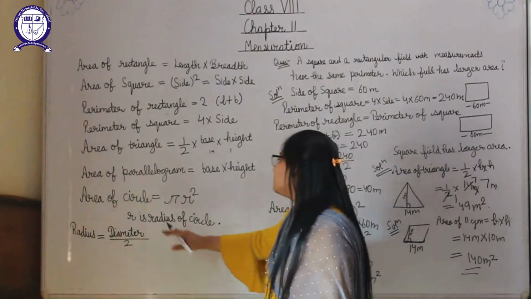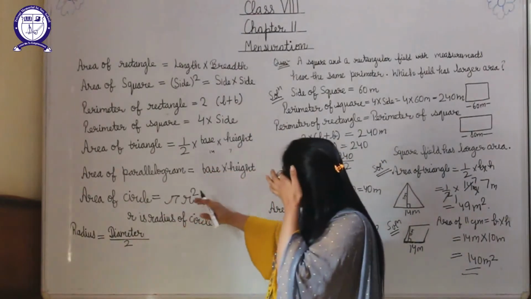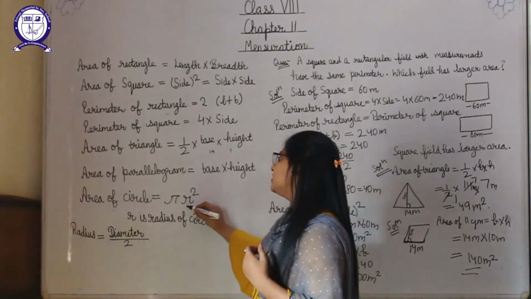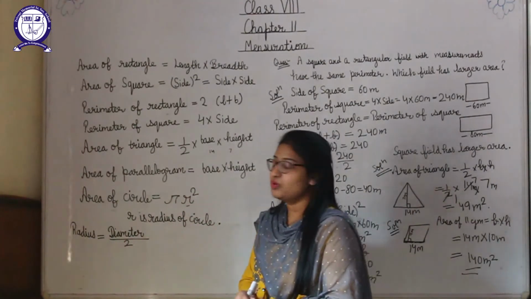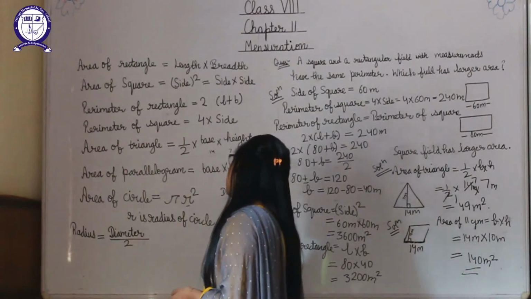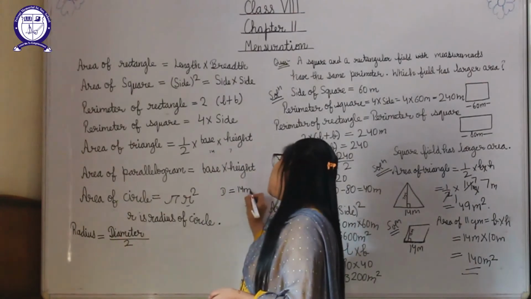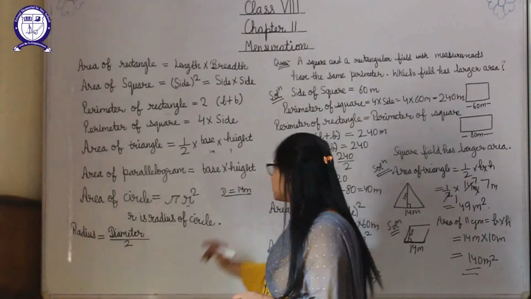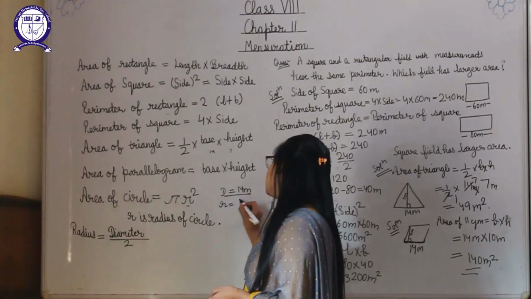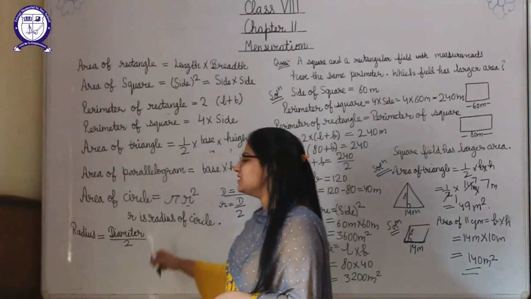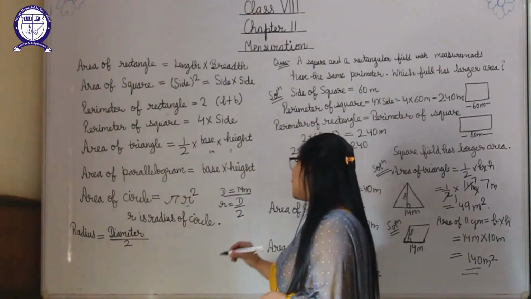Now the area of a circle, as I told you, is pi r square. Suppose, students, in the question the radius is not given to you, the diameter is given to you, and suppose the diameter d is given to you as 14 meters. Now what will you do? First of all, you will find the radius. So radius is equal to diameter by 2. The formula to find the radius is to take half of the diameter.